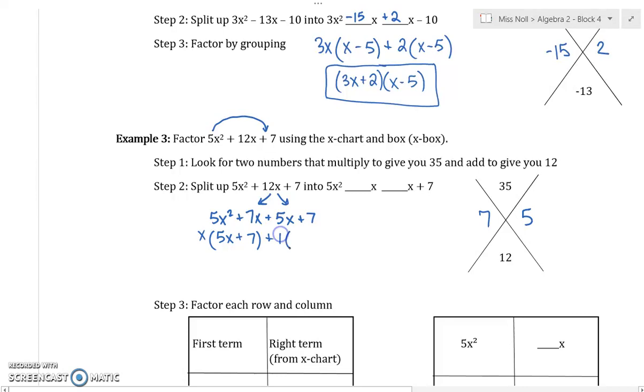And then here I have plus 1 times 5x plus 7. Remember, if you see the second group doesn't have a GCF really, the only factor it shares is 1, then go ahead and write that 1 so that you don't forget it. So you have x plus 1 times 5x plus 7. And then that would be my final answer for that one.